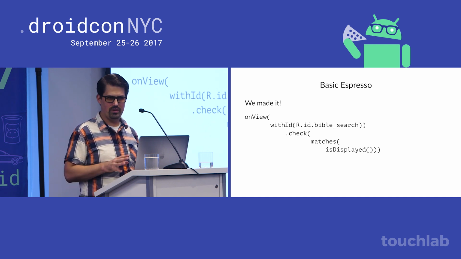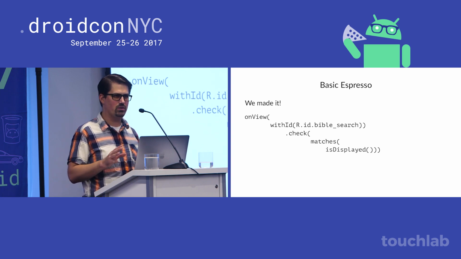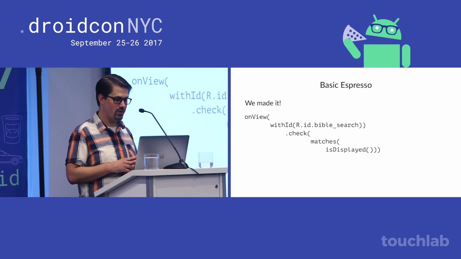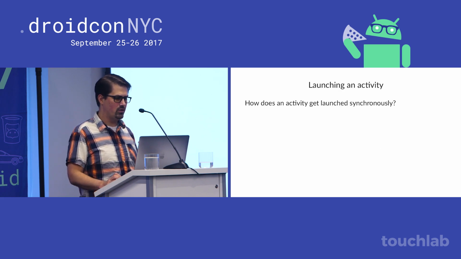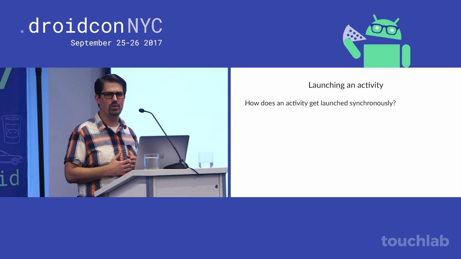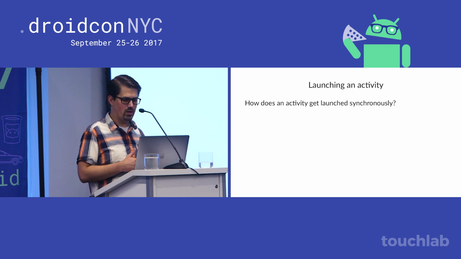So we're going to look at one more thing today, and it's not directly tied to Espresso. It's actually part of the test runner rules library, which is also part of the Android test support library. So we're going to look at how you launch an activity within your test, which is also a common thing where people run into errors. So it's good to know how this works.